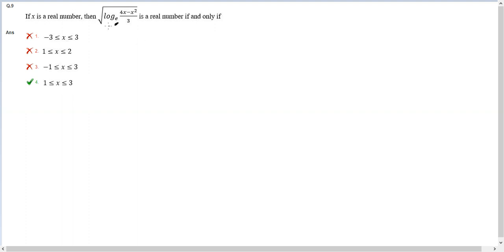Now, if this number has to be real, this portion under the square root has to be a non-negative number. If you can get that clear out of your head, it also means that log e of (4x minus x square)/3 has to be a non-negative number. Additionally, can you also see with log, this portion has to necessarily be a positive number.